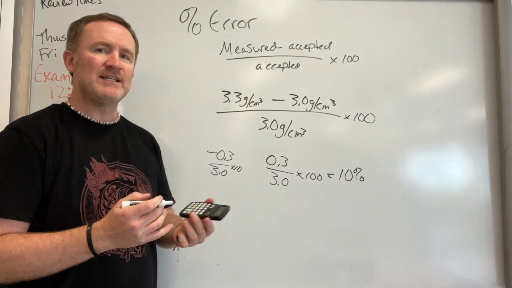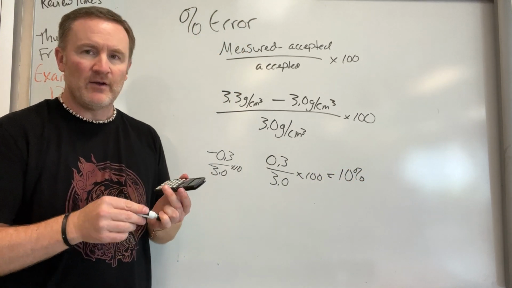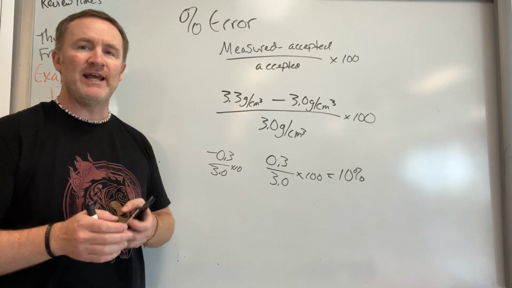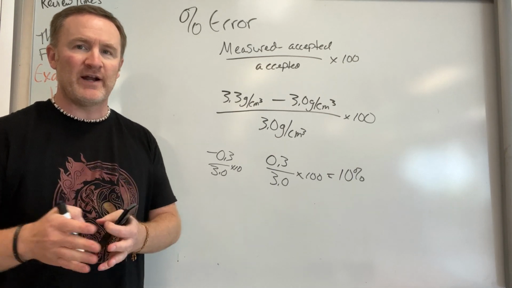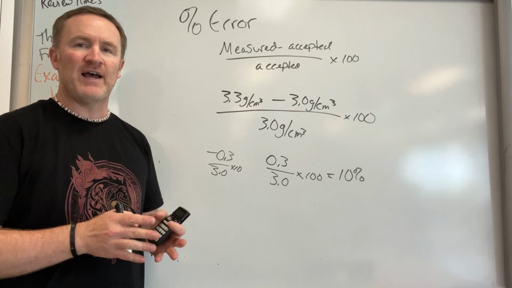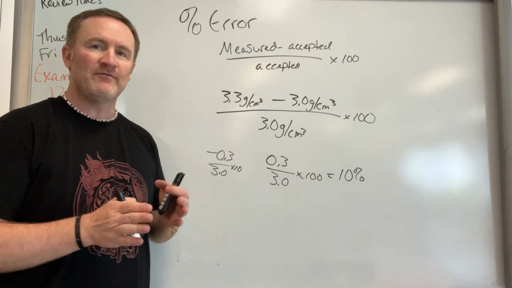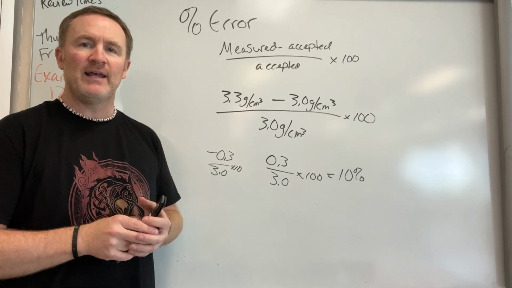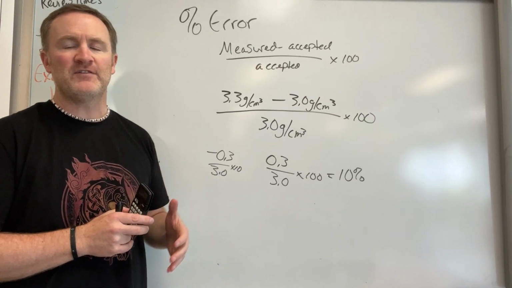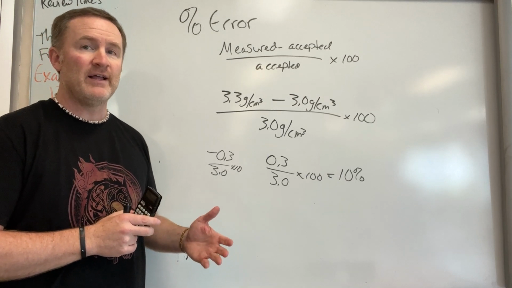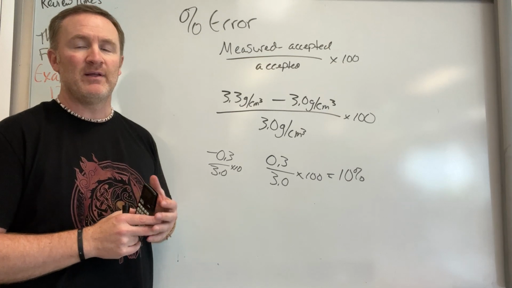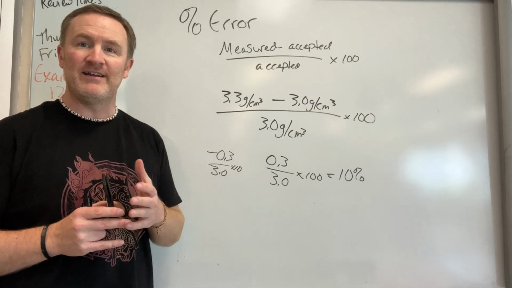Now, 10% isn't horrible, but it's also not great. Anytime you're doing labs, obviously a 0 percent error would be amazing. Anything up to 5% error is really good. 5% to 10%, not too bad. Anything beyond 10%, especially if you're at 15 or 20% error or greater, that means you probably messed something up or drastically made some error.